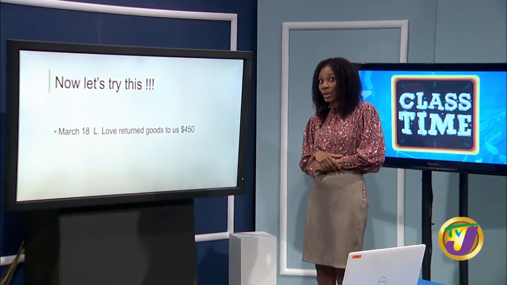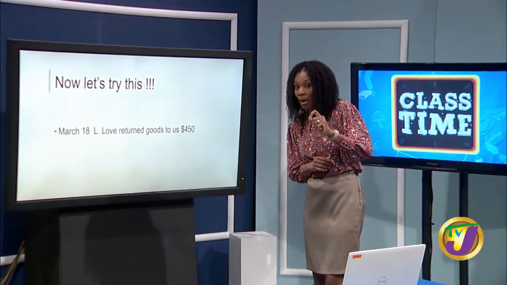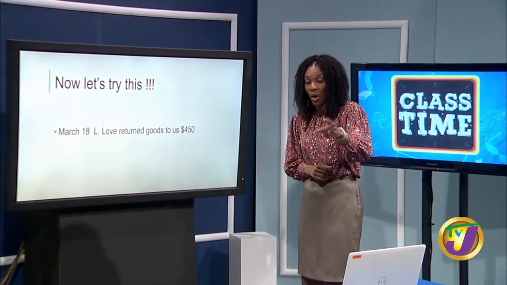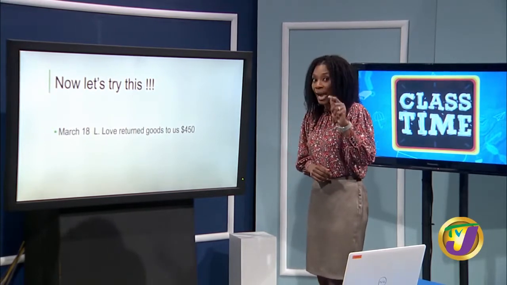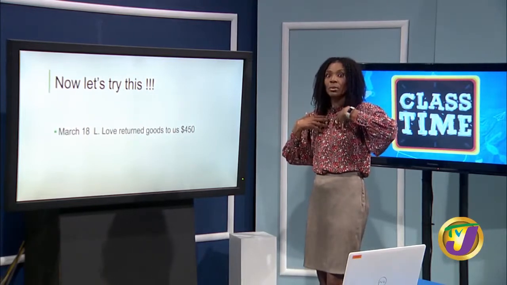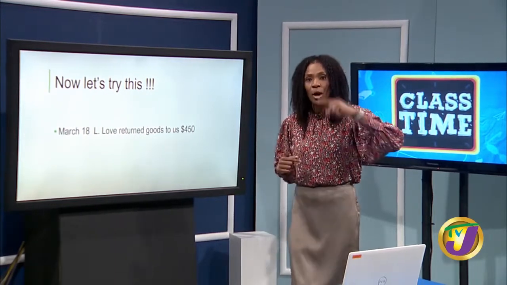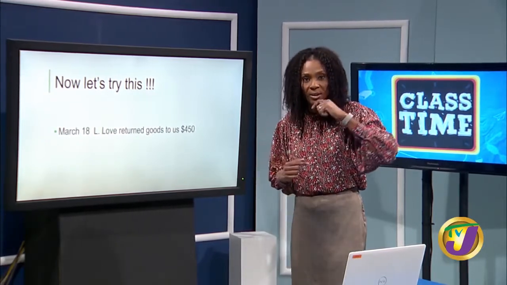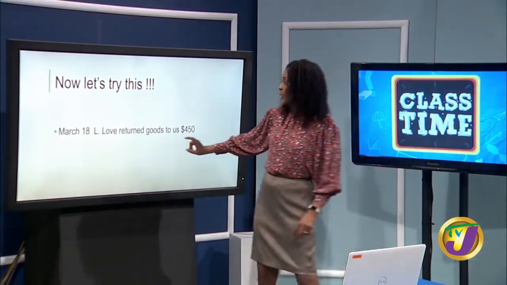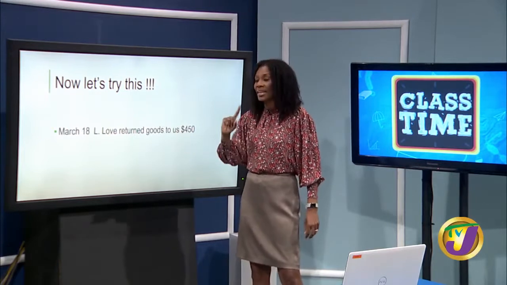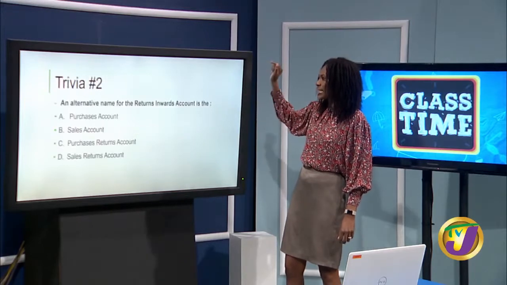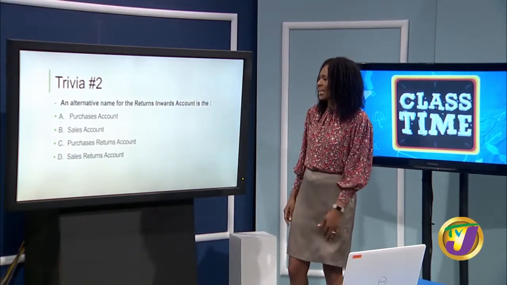If you say goods, I agree. But remember, you can't just open up an account and call it goods account. You must specify the movement or the dealing of the goods. So what happened here with the goods? L-Love returned the goods to us. Good. So which specific account you're going to open up now to track this transaction? Returns inwards. So the two accounts that we would need now would be L-Love and returns inwards. So L-Love returned goods to us, $450. Let's see how we would do that in the ledger.